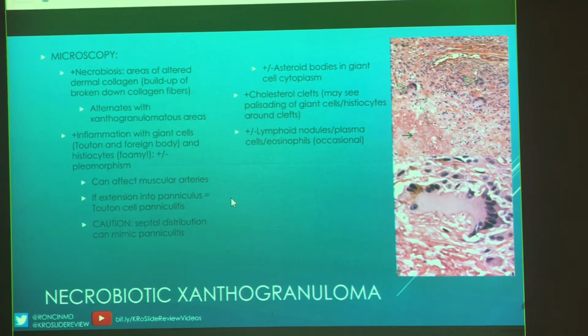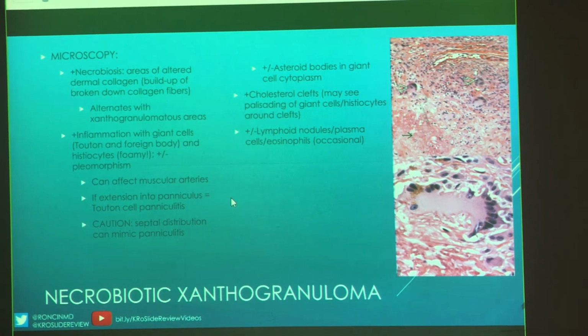Those areas are going to have inflammation with giant cells, so both Touton and foreign body types can be seen. You're going to have foamy histiocytes, and you may or may not have pleomorphism. This can affect a lot of different things. It can affect your muscular arteries. If it involves the panniculus, then that would be a Touton cell panniculitis, and it can also mimic panniculitis.